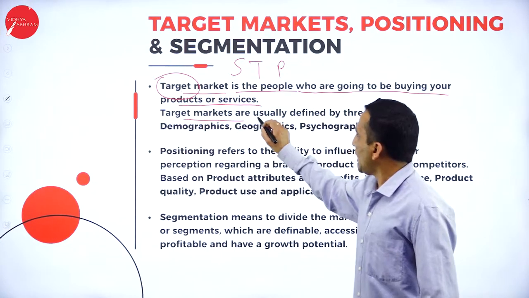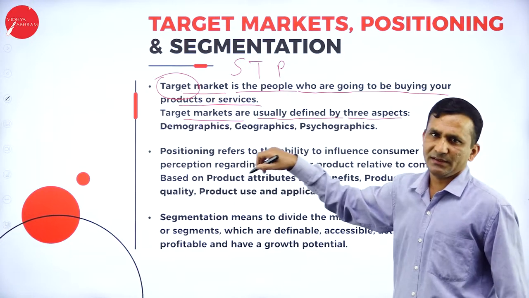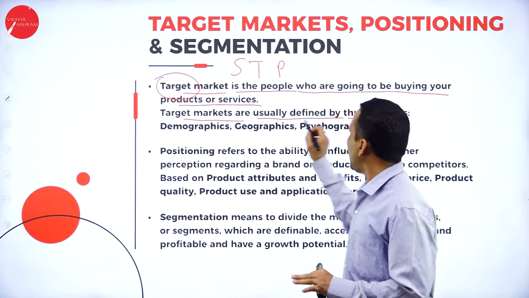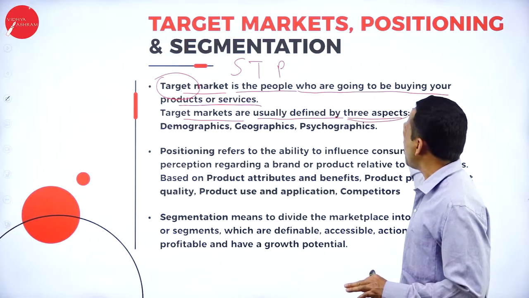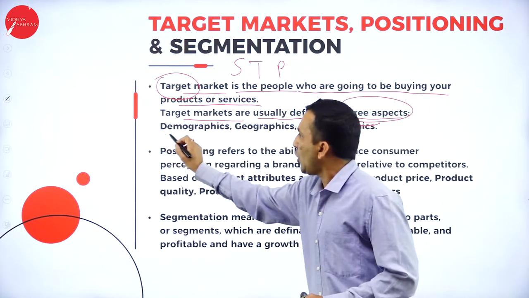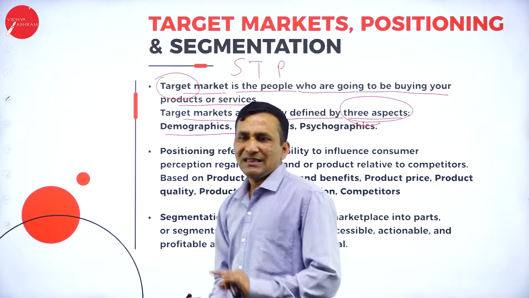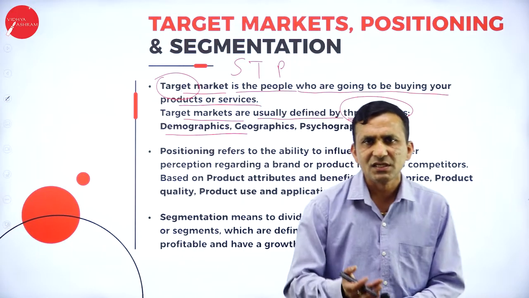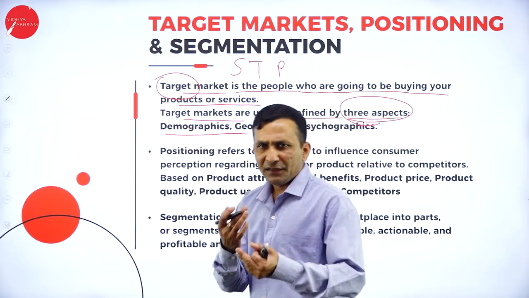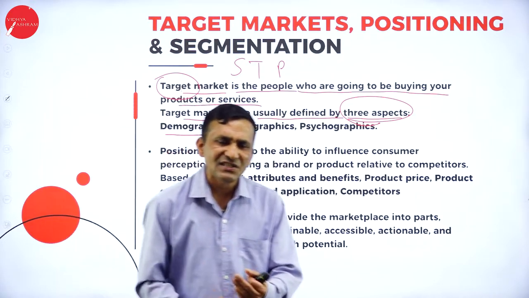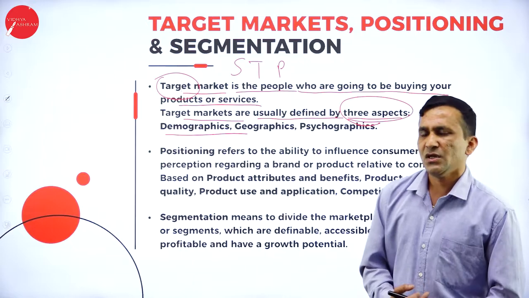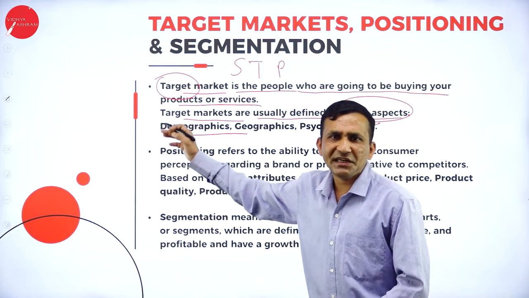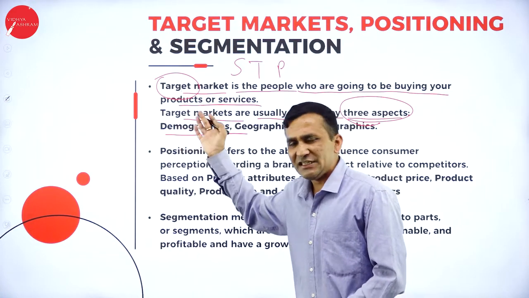The target market is usually defined by three aspects. When you are targeting, there are different factors, but majorly, when you are defining the target, there are three aspects you have to remember. One is demography. Demography means what? The scientific study of the human population, which means the age factor, sex factor, marital status, income level of the customers, and age composition, all the factors which are directly connected to human beings. So that's what demography is.